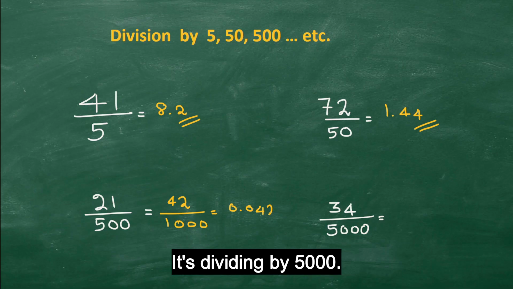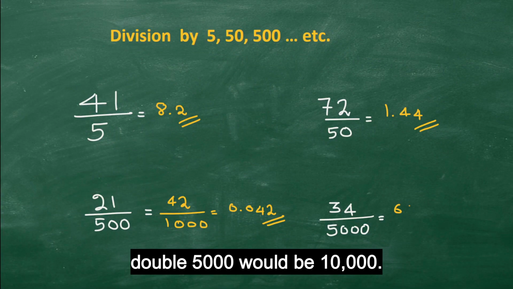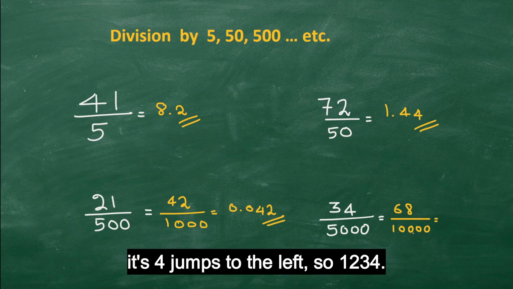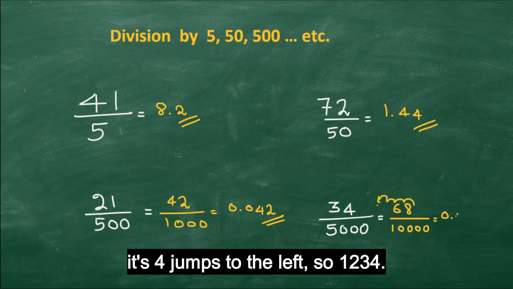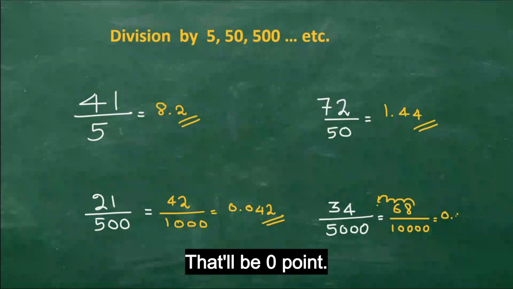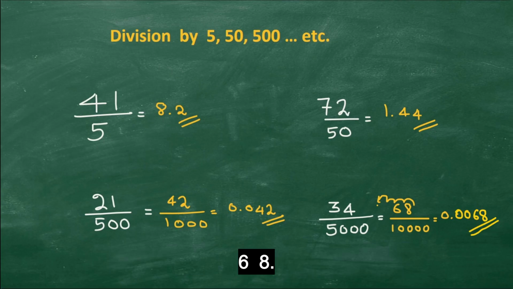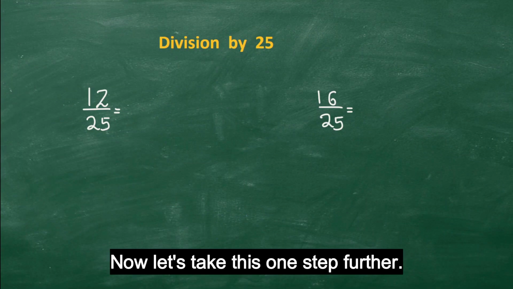And look at the last one. It's dividing by 5000. It's the same thing really. Just double both of them. So double 34 would be 68. Double 5000 would be 10,000. So it's 4 jumps to the left. So 1, 2, 3, 4. So 2 empty jumps, you put 2 zeros. 0.0068. Done.